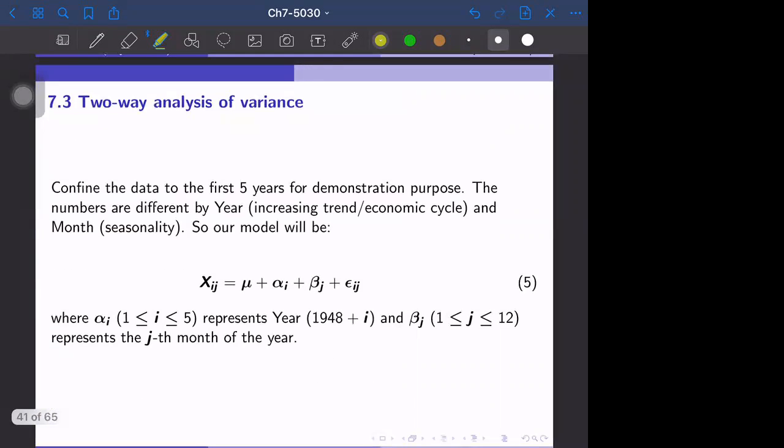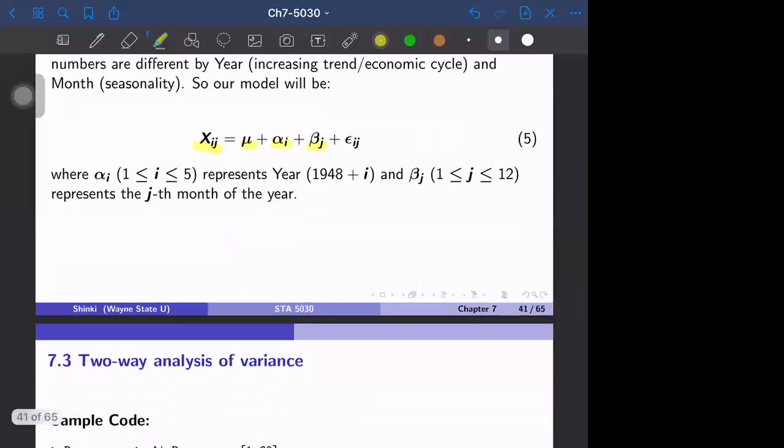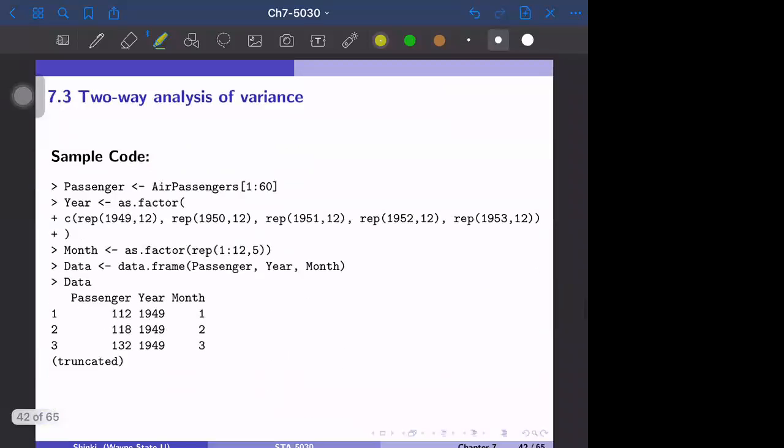So our model is here. The X_ij is the air passenger. The mu is some baseline level. And the alpha_i is the factor by year, and the beta_j is the factor by month. So i represents the year, 1948 plus i. And the month j equal to 1 means January, and 12 means December. So this is a two-way layout.